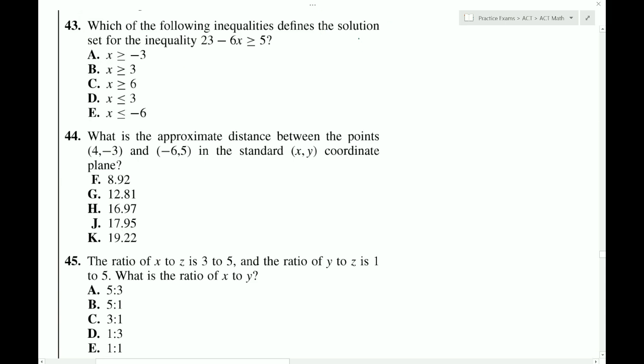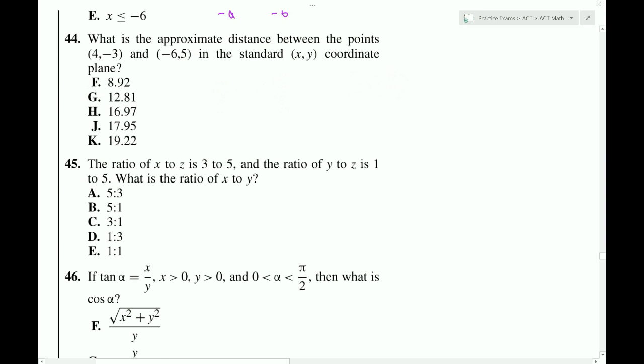Which of the following inequalities defines the solution set for this? Okay, so we could start by subtracting 23. That'll get us negative 18, I believe. Then we could divide by negative 6, and we have to remember when we divide by a negative, the inequality sign will switch from greater than to less than. So we get x is less than or equal to 3.